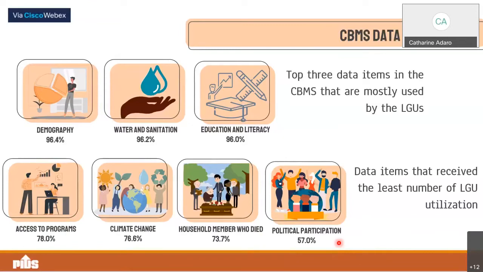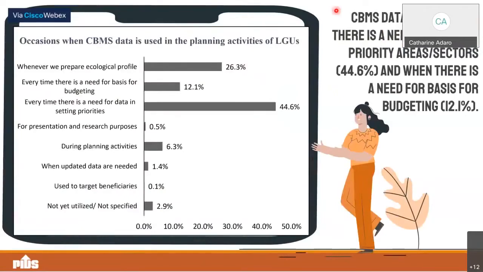Most of the data items in the CBMS are cross-cutting, thus all are useful for analysis, project formulation, and identification. The LGUs also identified other purposes or use of the CBMS data aside from when preparing the ecological profile. Most of the LGUs utilize the CBMS also every time there is a need for setting priority areas or sectors, and also when there is a need for basis for budgeting. The positive implication of this result is that the LGUs consider using data and recognize its importance in many aspects of their decision making.